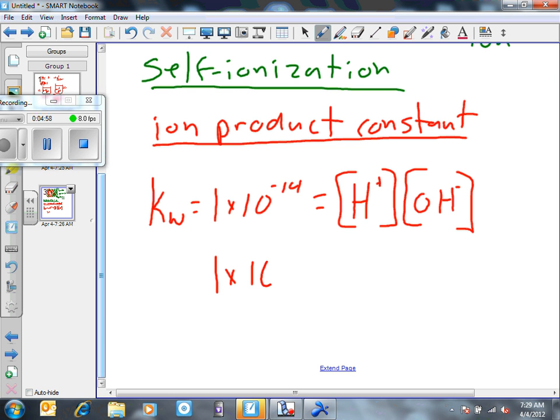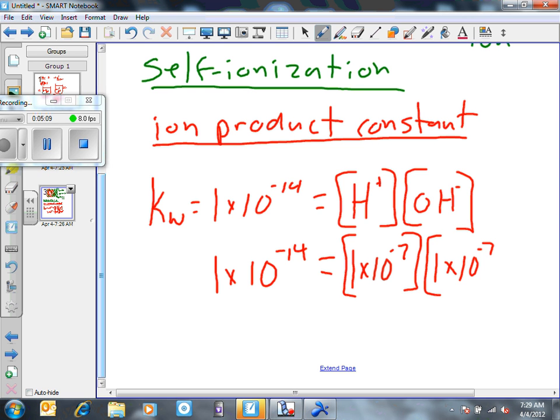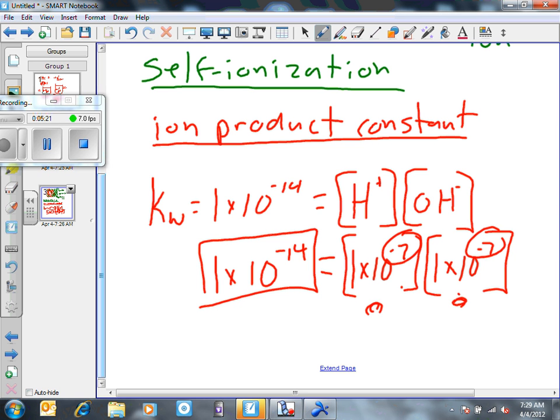So in plain water, or pure H2O, what we get is 1 times 10 to the negative 7th protons, and 1 times 10 to the negative 7th hydroxide ions. And we can see that these are the same numbers. And if you multiply these numbers together, you can see that you'll come up with this constant. And you can think of this constant as kind of, all that water can hold as far as ions.